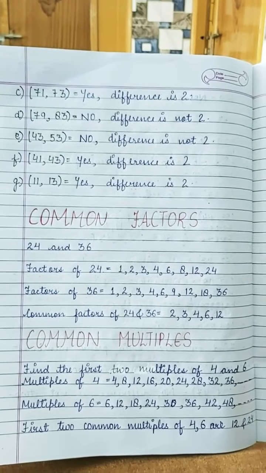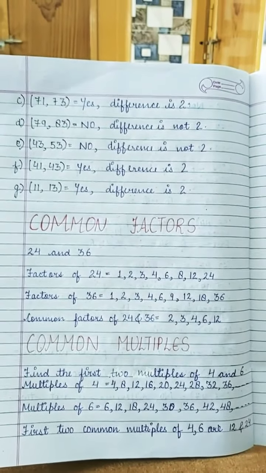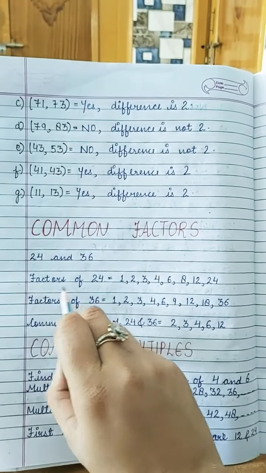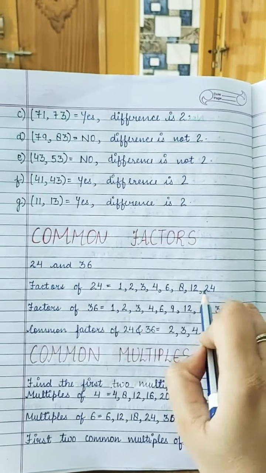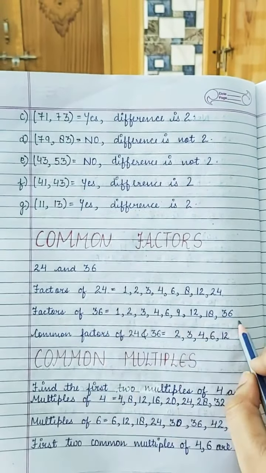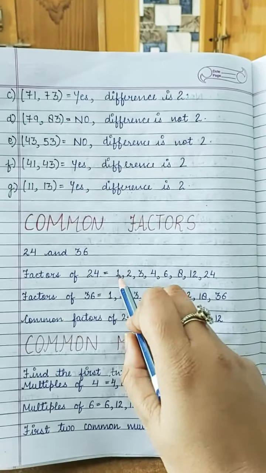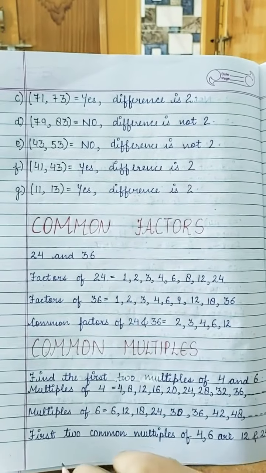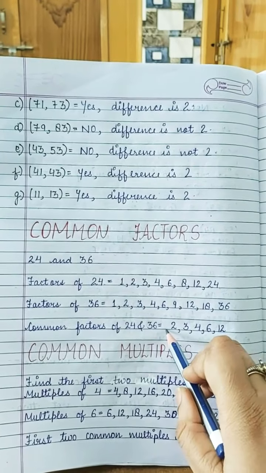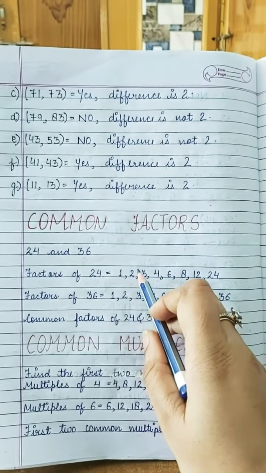I have taken two numbers, 24 and 36. If you have to find the common factors of these two numbers, how will you find them? Now see here, I have written all the factors of 24, and all the factors of 36. Now carefully see what the common factors are. 1 is a factor of every number, so I have not written 1 while writing the common factors. Now after 1, observe which factor is common.